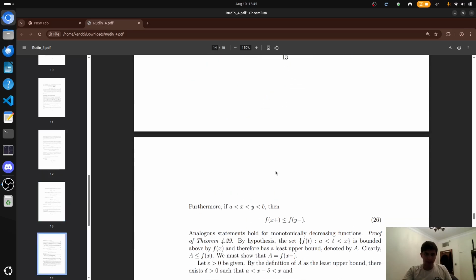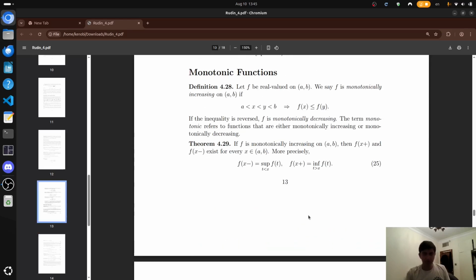And furthermore, if a is less than x less than y less than b, then f(x+) is less than or equal to f(y-). And the logic here is that it's monotonically increasing. If you want to take the limit from the left and from the right, we know that each point is defined because we said it's less than or equal to the other point, right? I'm just talking about the strategy. We'll see the proof later on.